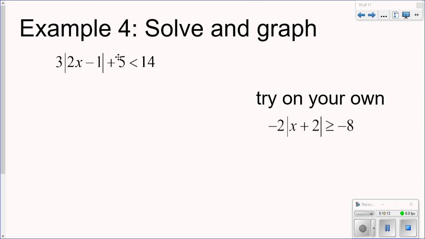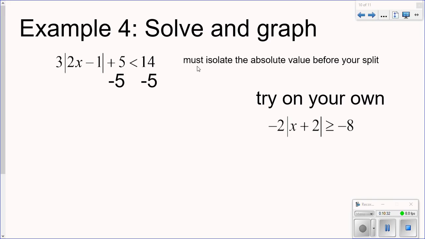So example 4, so this is one where I have to isolate this absolute value. So we do it just like we do with equations. We have to treat this like a variable kind of, and get rid of the stuff behind it and in front of it, all that stuff. So I'm going to get rid of this plus 5 first, because I have to do it before I can get that absolute value by itself so I can split it. So subtract 5. I get 3 times the absolute value is less than 9. So now I can divide by 3. So I get the absolute value of 2x minus 1 is less than 3.